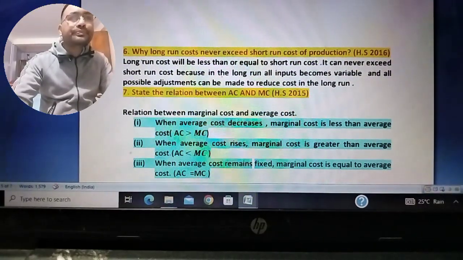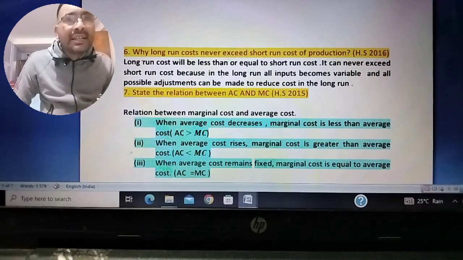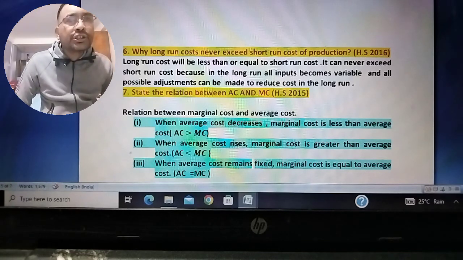And now question number 6: why long run cost never exceeds short run cost of production?